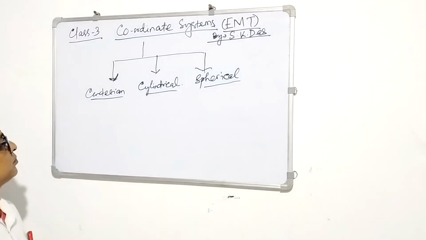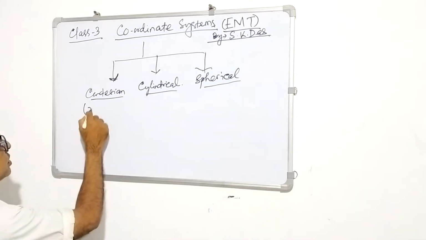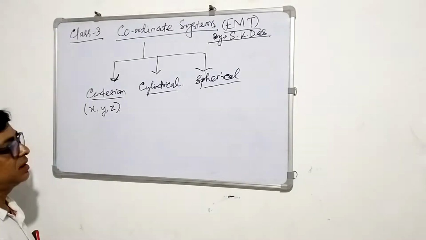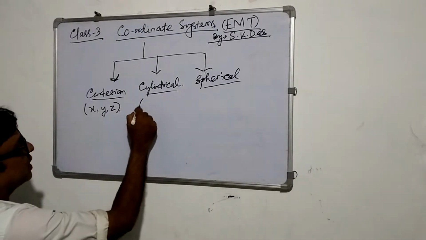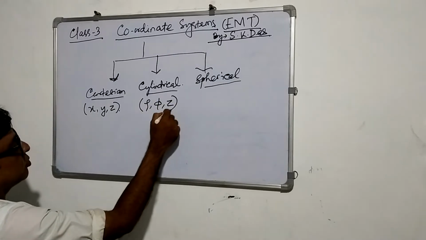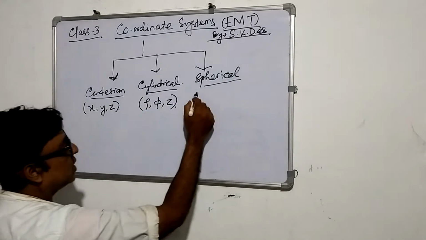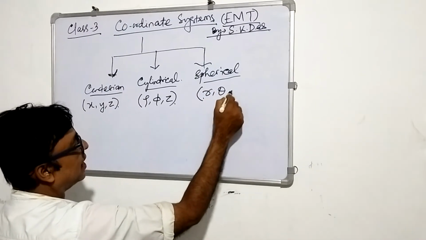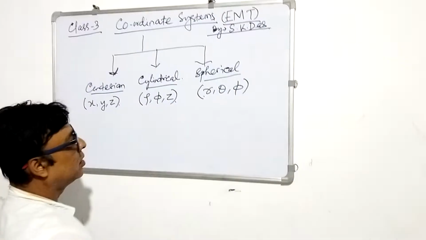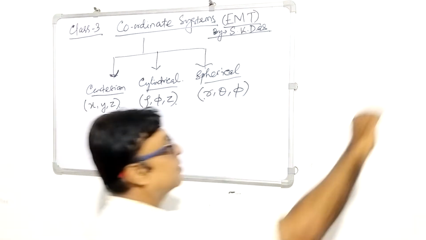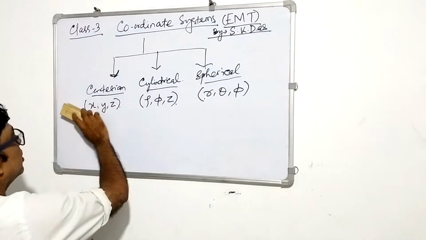First of all, in the Cartesian coordinate system, the coordinates are x, y, z. Similarly, in the cylindrical coordinate system, the coordinates are rho, phi, z. And for the spherical coordinate system, the coordinates are r, theta and phi. We will be discussing them one by one. First of all, we will start with the Cartesian coordinate system.